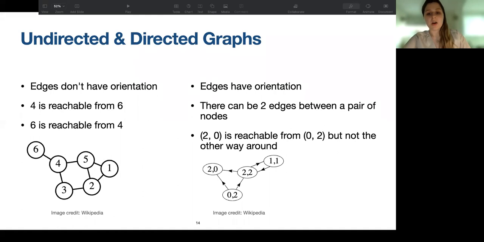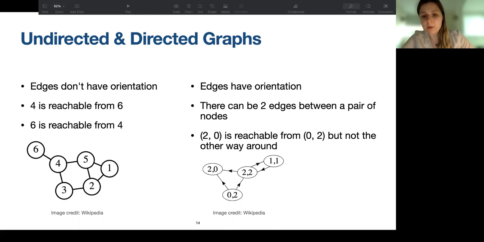However, there are directed graphs, and these are graphs with the limitation that their edges actually have the direction, they have orientation. If there is an edge between the 2 vertices, it doesn't mean that one is necessarily reachable from the other one and vice versa.